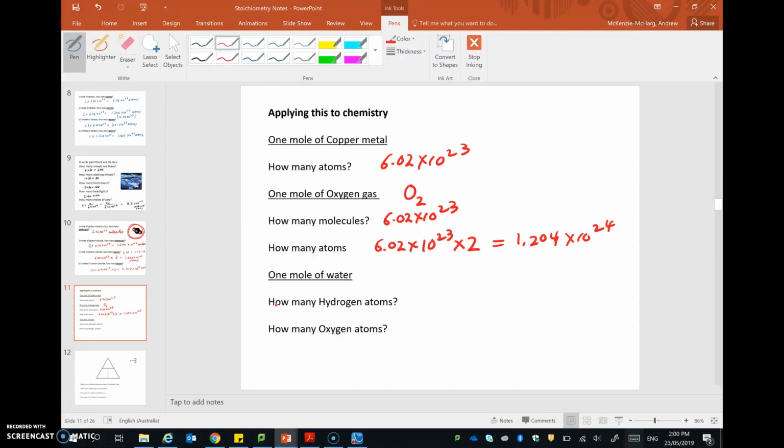Okay, 1 mole of water. Well, that is going to be 6.02 by 10 to the 23 molecules. And how many hydrogen atoms per molecule of water? Well, this is H2O, right? So there are 2. So we have 1.204 by 10 to the 24 hydrogen atoms. How many oxygen atoms? Well, 6.02 by 10 to the 23, and each molecule has 1 oxygen atom, so it's just Avogadro's number.